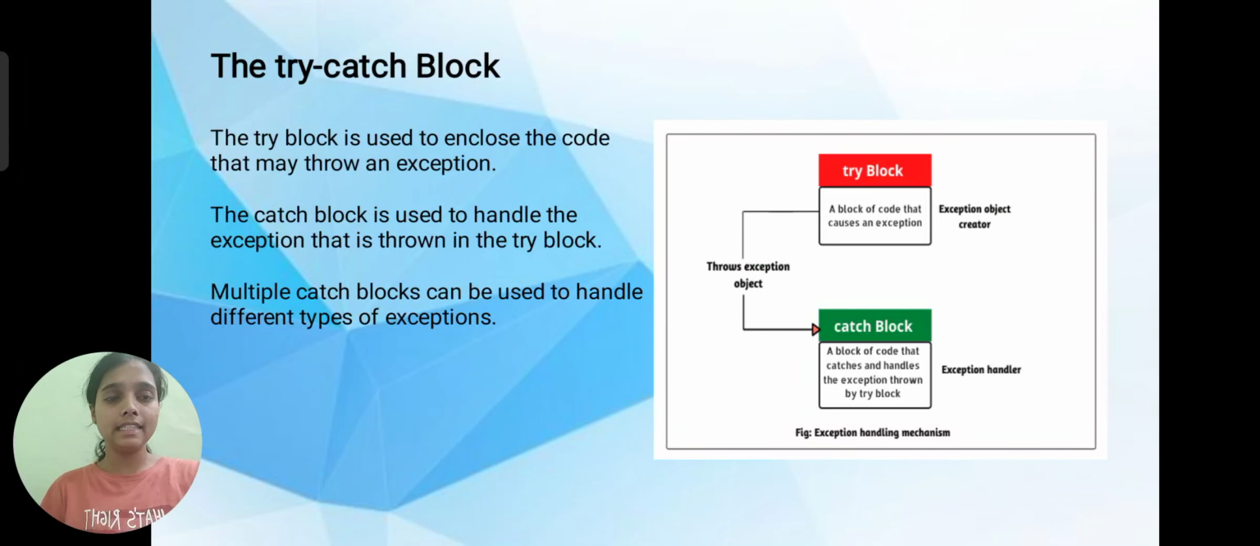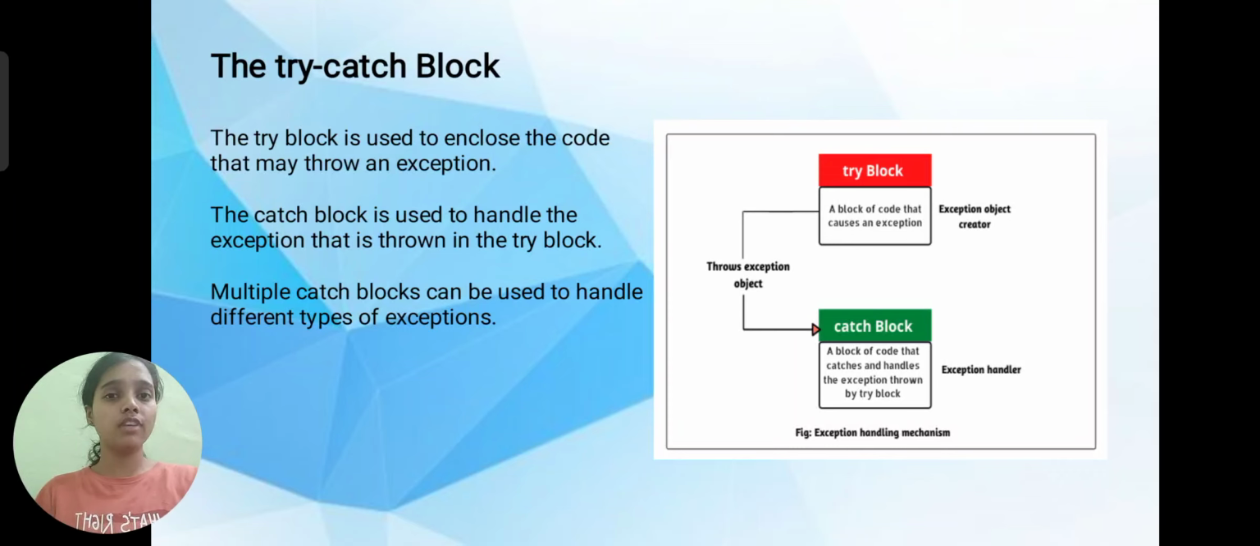Now, to handle these exceptions, we use five keywords in Java. Those are try, catch, finally, throw and throws. Now, we will see the try catch block. The try block is used to enclose the code that may throw an exception. Whenever you are in doubt that your code may or may not throw an exception, you should use the try block. In this try block, we write the block of code that causes an exception, and then if any exception occurs, that exception will be handled by using the catch block.